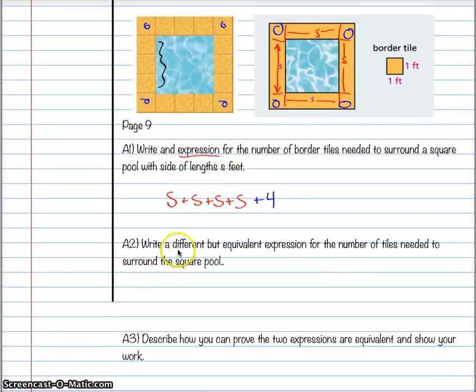Now, it says write a different but equivalent expression for the number of tiles needed to surround the square pool. So what it's asking you to do is write something exactly the same in a different way. So I'm going to write this in a slightly different way, and I'll show you which items I'm combining. I'm going to have this side here, and I'm going to call that S plus 1.